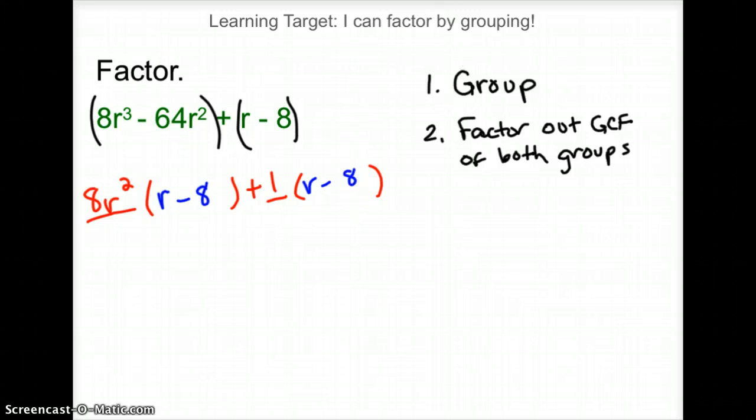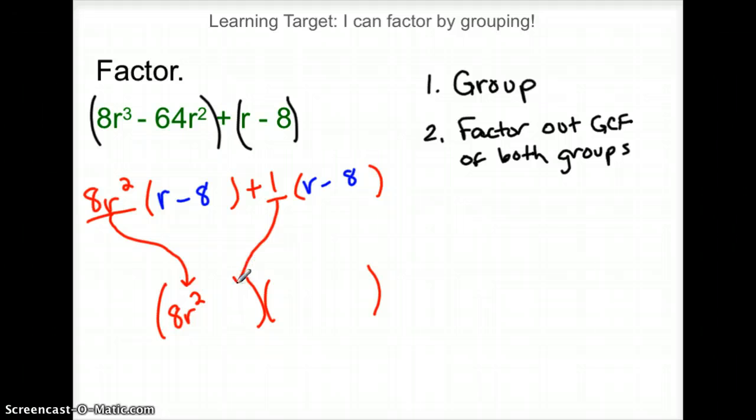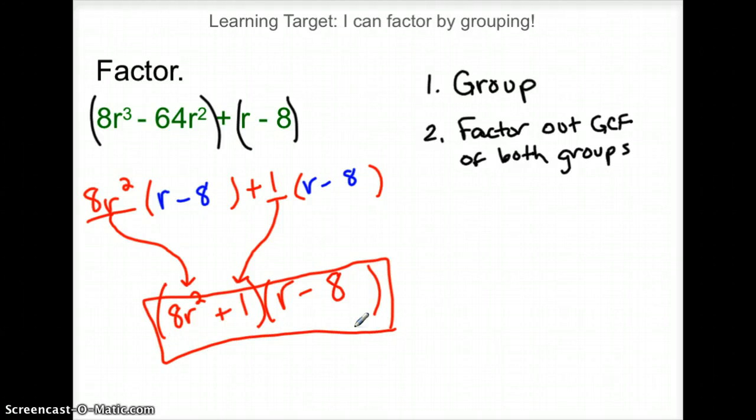So, final answer here. We are going to have 2 groups that are multiplied, so 2 parentheses butted up. That's going to be our answer. Here's how this is going to work. The stuff that we took outside, the 8r squared, we're going to put that in a group, and we're going to smush it together with the plus 1 that we took out. Then those r minus 8s make up the second group, just one of them. And that would be my factored answer. So that's how we factor by grouping.